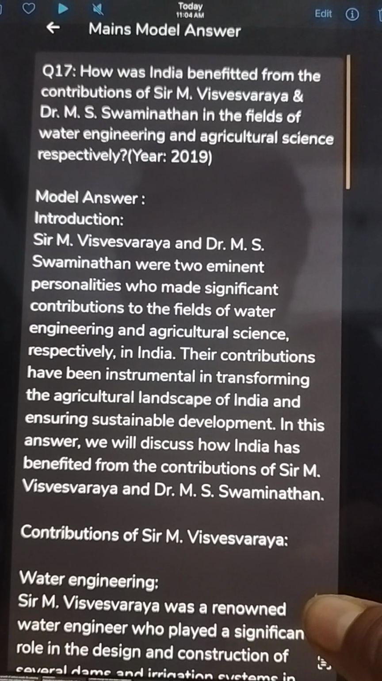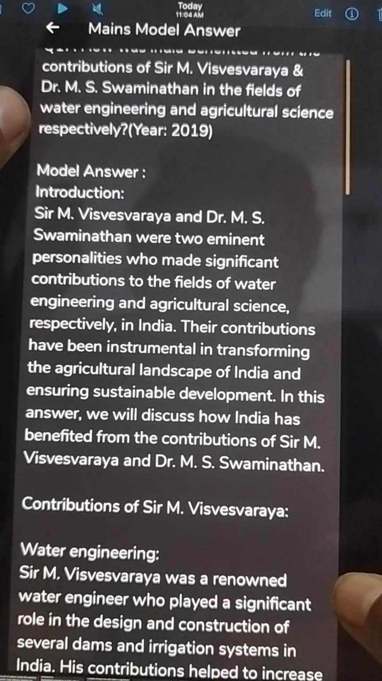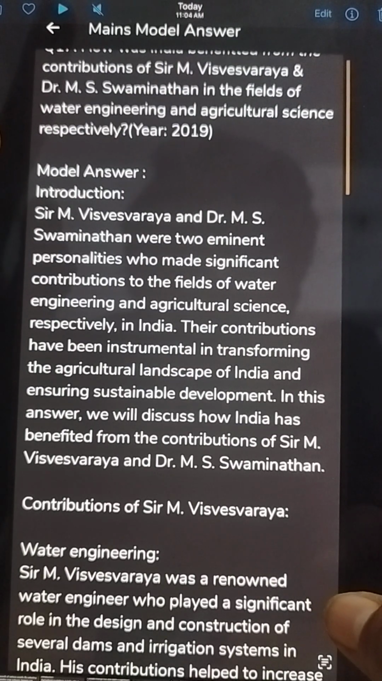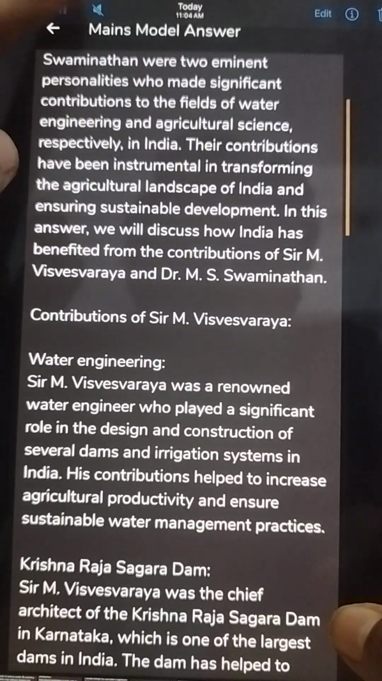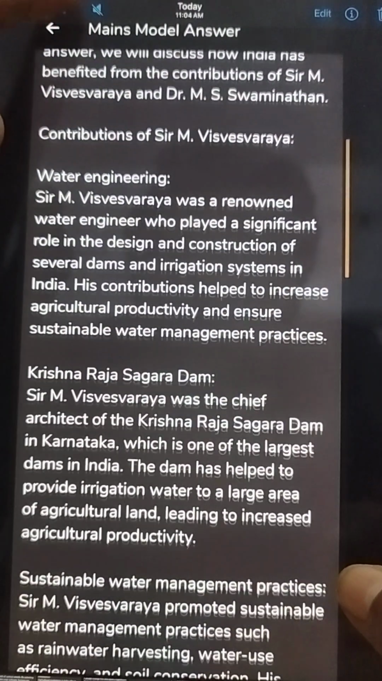In this answer, we'll discuss how India has benefited from the contributions of Sir M. Vishweswaraya and Dr. M. S. Swaminathan. Contributions of Sir M. Vishweswaraya. First is water engineering. Sir M. Vishweswaraya was a renowned water engineer who played a significant role in the design and construction of several dams and irrigation systems in India. His contributions helped to increase agricultural productivity and ensure sustainable water management practices.